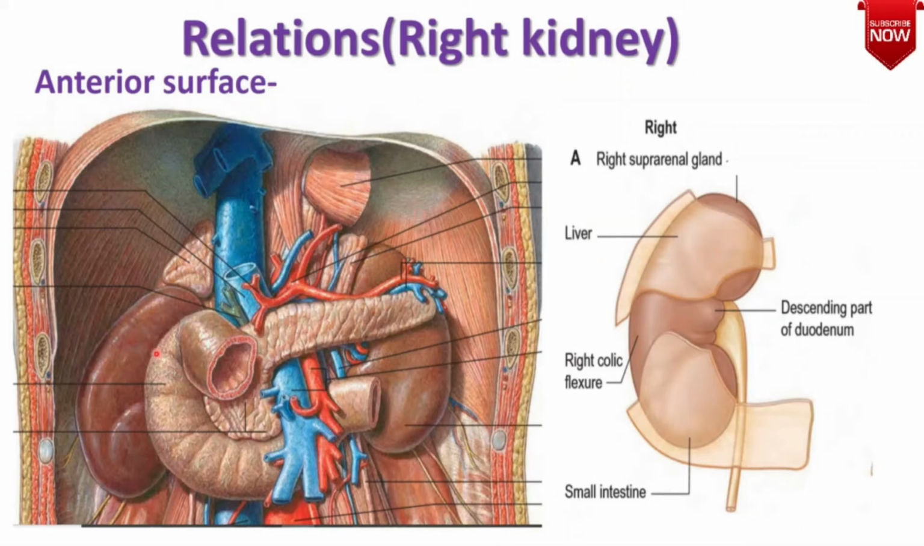Again, you can appreciate in situ diagram. Here, this part near the hilum, the medial border, is related to the descending or second part of the duodenum. The upper pole is related to the right suprarenal gland, and this part will be related to the right lobe of the liver separated by the hepatorenal pouch. Then this part by the hepatic flexure, and then the lower part by the coils of the jejunum.